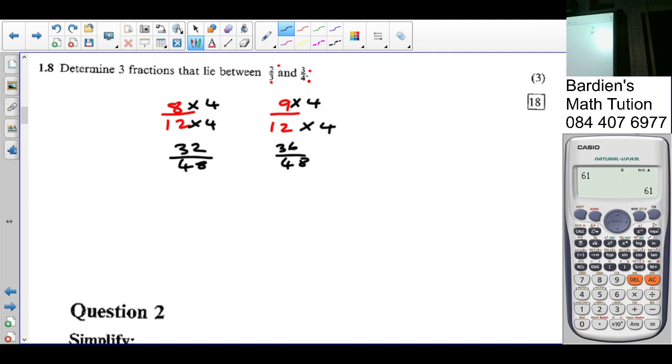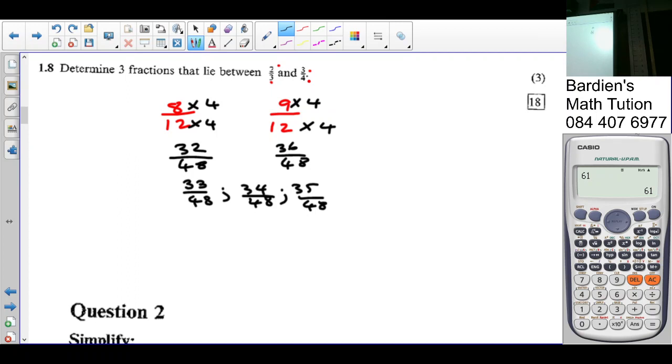So what are the 3 fractions that lie between that? It's going to be 33 over 48, 34 over 48, 35 over 48.